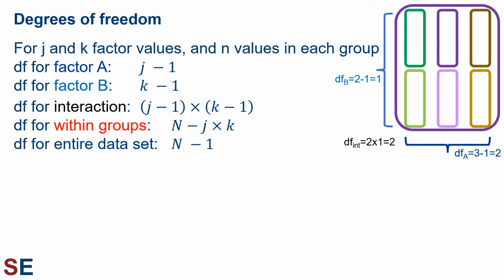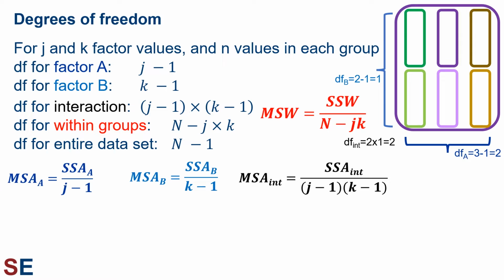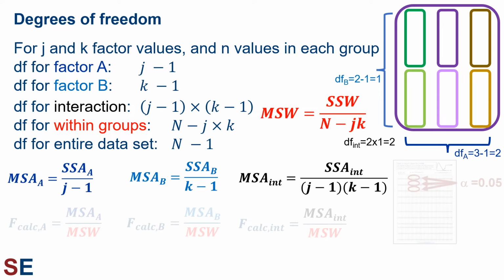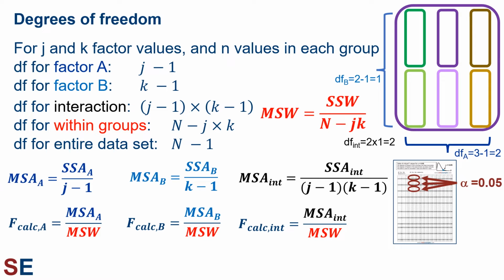The degrees of freedom for the within group is the total number of data values minus the number of groups, which is capital N minus j times k. The degrees of freedom overall is capital N minus 1. The mean sums among values come from these equations: the sum of squares values divided by the degrees of freedom for each factor and the interaction. We then do 3 f-tests, comparing each mean sums among value to the mean sums within. These are the f-values we compare to our critical f-values to determine whether the p-value for our test is less than 0.05 or not.